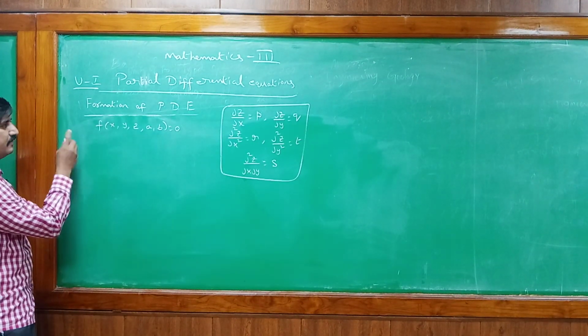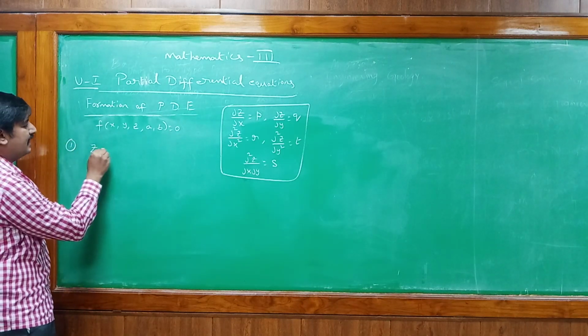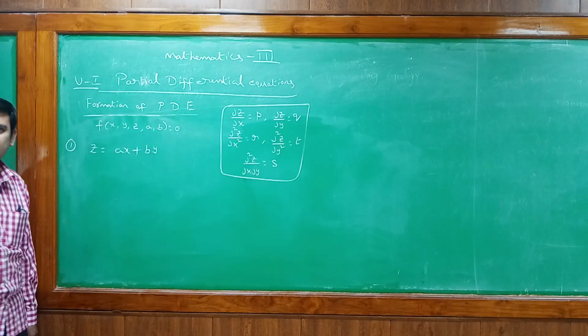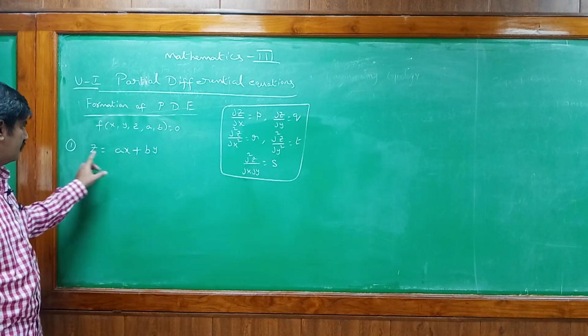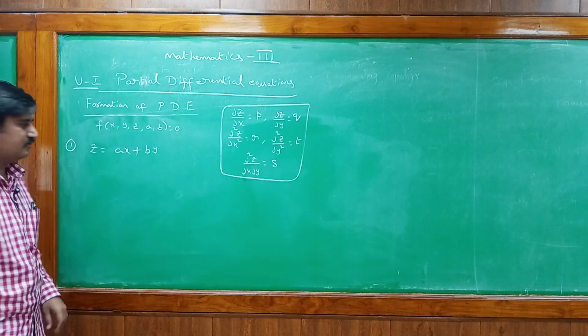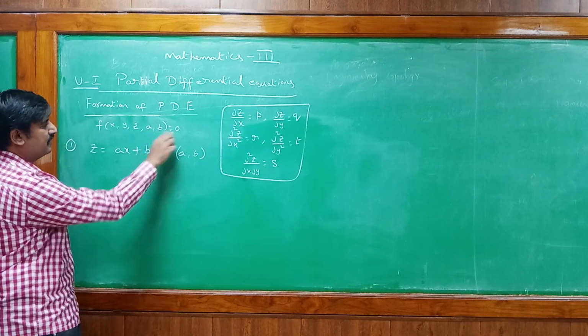See here, first problem: form a PDE by eliminating arbitrary constants from this equation. So what are the constants here? A and b are constants here. So this is a general equation, z is equal to ax plus by. So you need to eliminate a comma b, right?